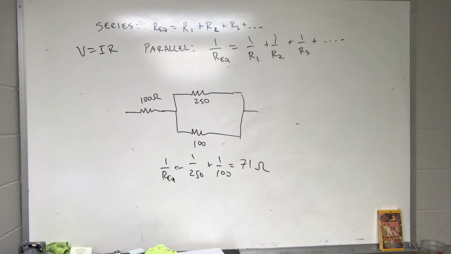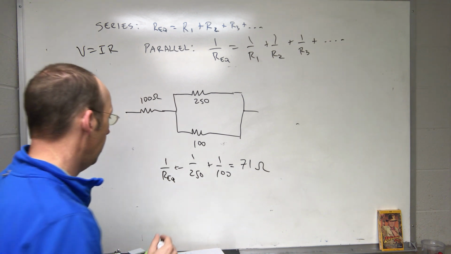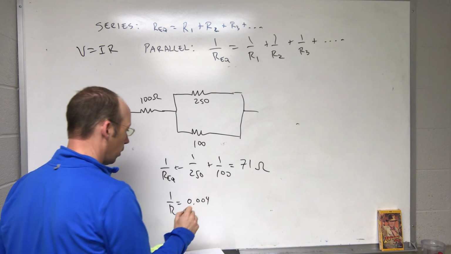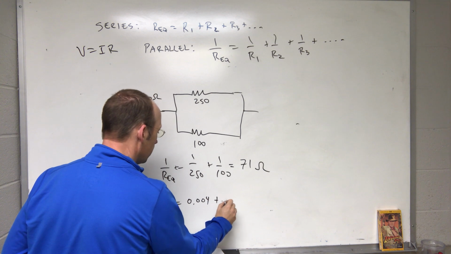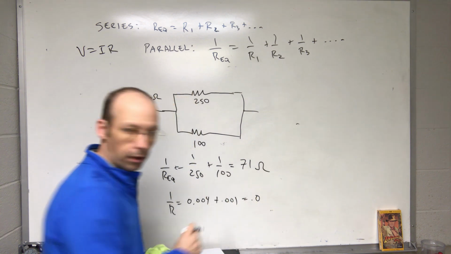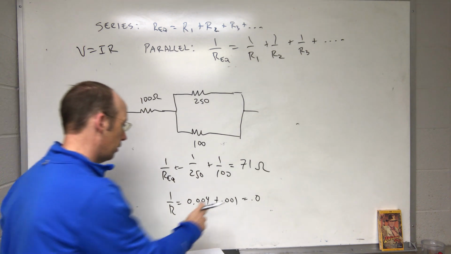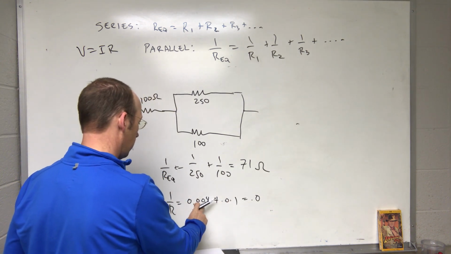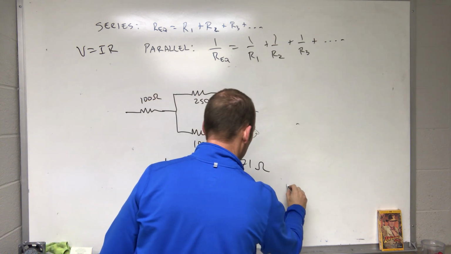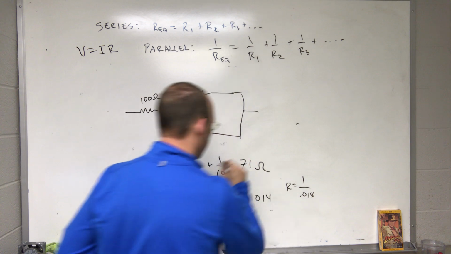One divided by 250. I knew that. Okay, so that's going to be 1 over R is 0.004, and this is plus 0.001. So it's going to be equal to... No, that's not right. I made a mistake. 0.01. That's 0.01. Yeah, so this is going to be 0.014. Now R is going to be equal to 1 over 0.014, and that's where I get that.